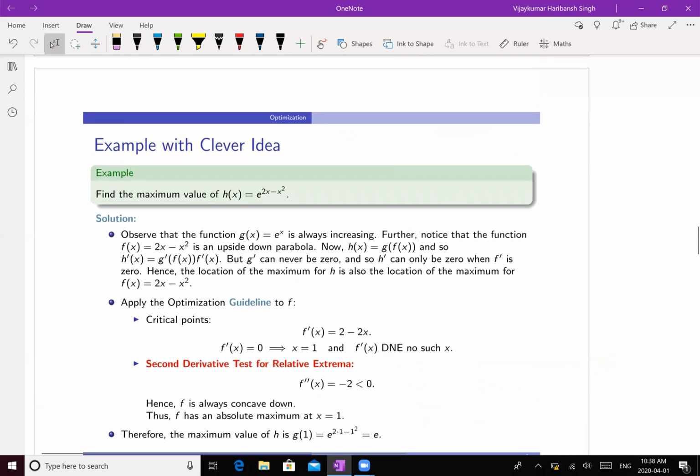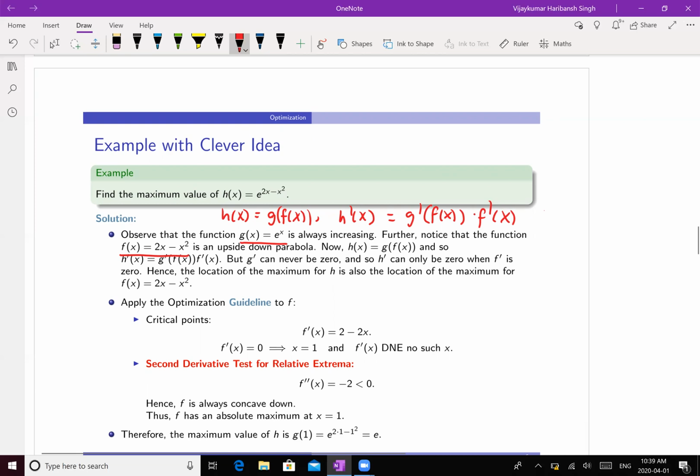So observe that g of x equals e to the x is always increasing. So I can write my h of x as g of f of x, right? So what do I get? I get my h prime of x equals g prime of f of x multiplied by f prime of x. This is the consequence of the chain rule. What is my g and f? g is e to the power x, and f is 2x minus x squared.